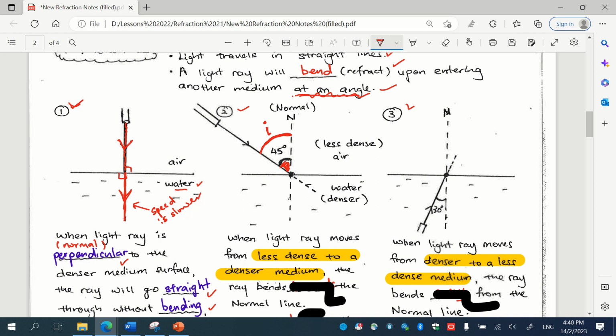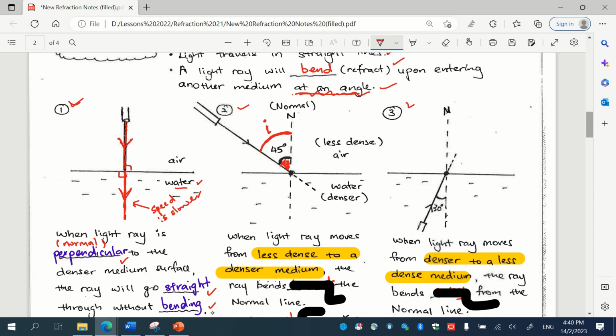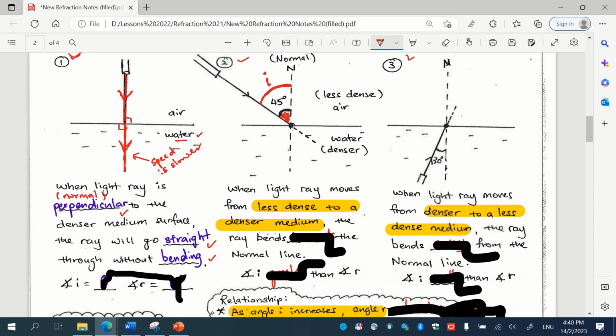This is known as angle I. Now this time the ray will bend. It should not go straight through. The ray will bend. How does it bend? I'm going to show you, but you write down the rule first. The rule below says when the ray of light moves from a less dense medium, for example air, to a denser medium, for example water, the ray will bend towards the normal line. It must bend towards the normal line.